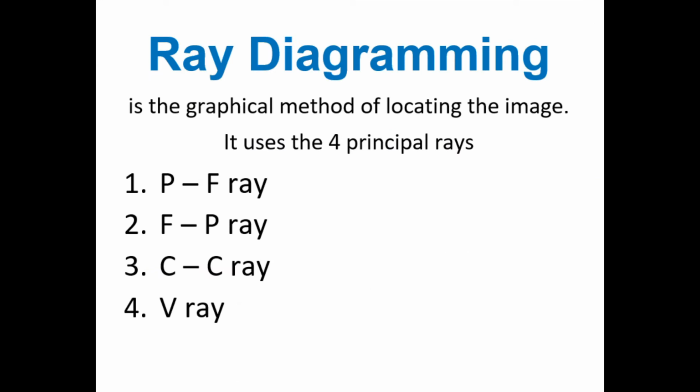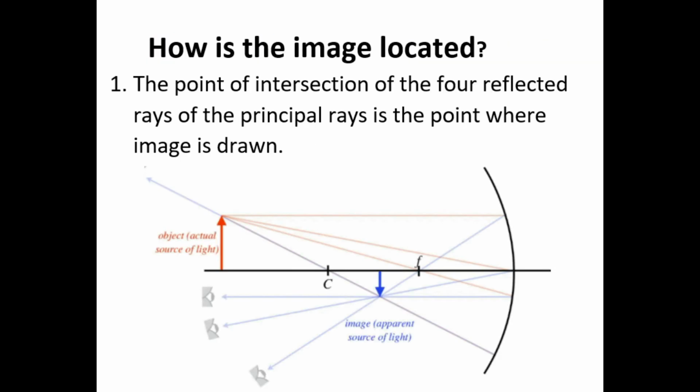Ray diagramming is the graphical method of locating the image. It uses the four principal rays: PF ray, FP ray, CC ray, and V ray. How is the image located? The point where the four reflected rays meet or intersect is the point where the image is drawn.